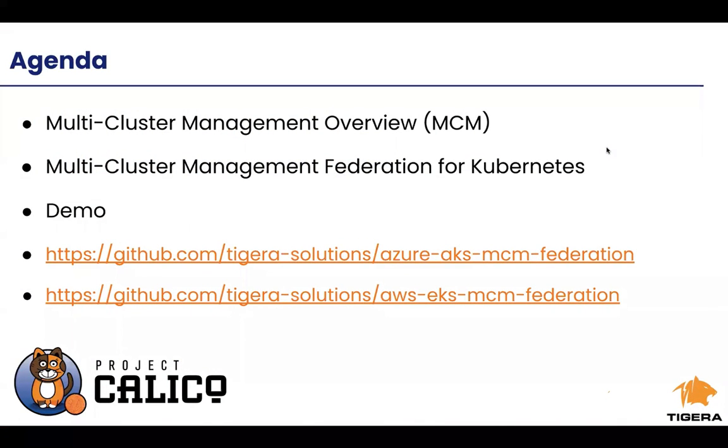Today, we are going to talk a little bit about multi-cluster management capabilities with Calico Enterprise. We're going to get into the multi-cluster management federation for Kubernetes. We're going to do a demo, so it's not going to just be all slides. We are going to go through the Azure AKS MCM Federation GitHub repo. I'll paste a link to this inside the chat in a minute, so it's easy to copy and paste when we get to that.